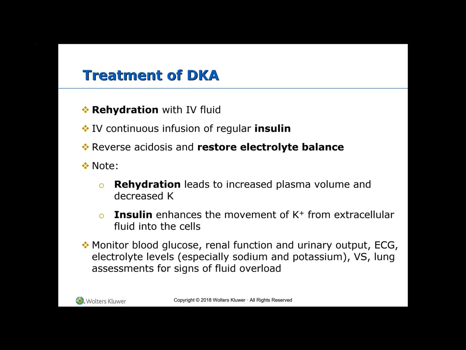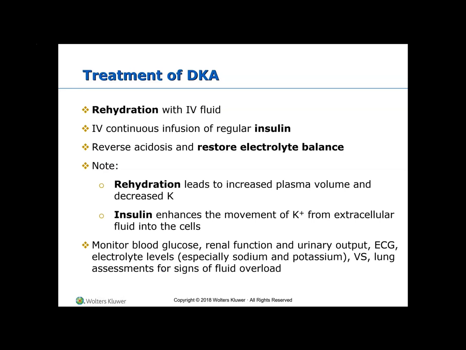Your initial treatments are rehydration with a continuous IV fluid infusion, and a continuous infusion of insulin. Your goal is to reverse the acidosis and restore the electrolyte balance. With rehydration, you need to watch your potassium. We were talking about how your body absorbs hydrogen and releases potassium, so as you rehydrate and the acidosis resolves, your potassium levels are going to go down.